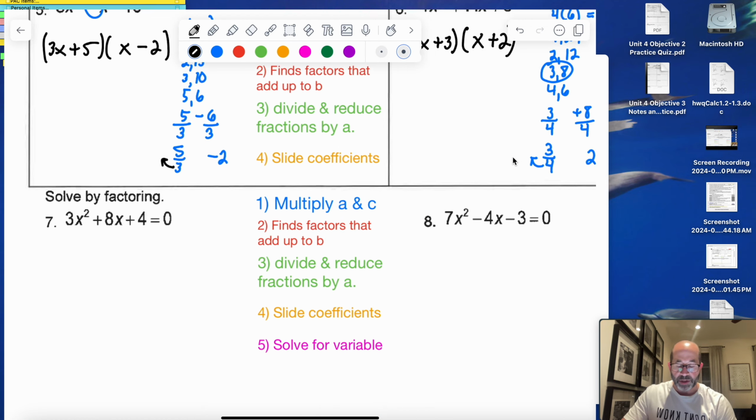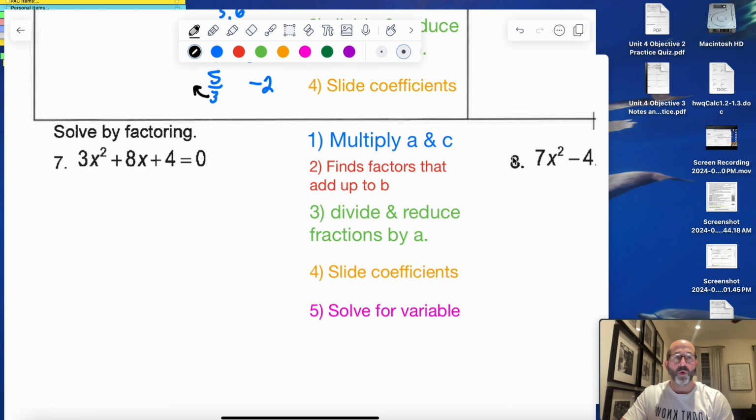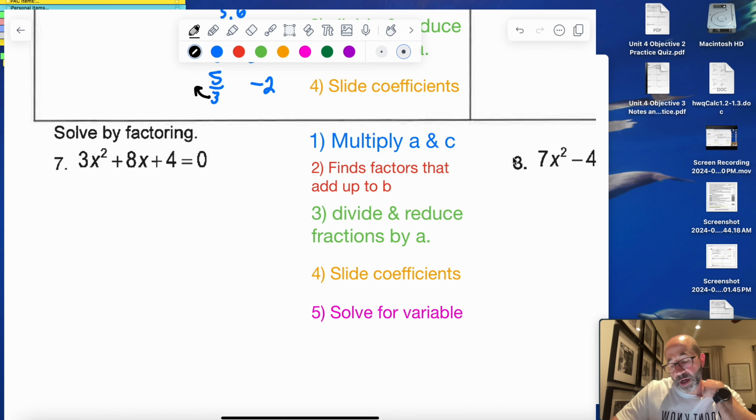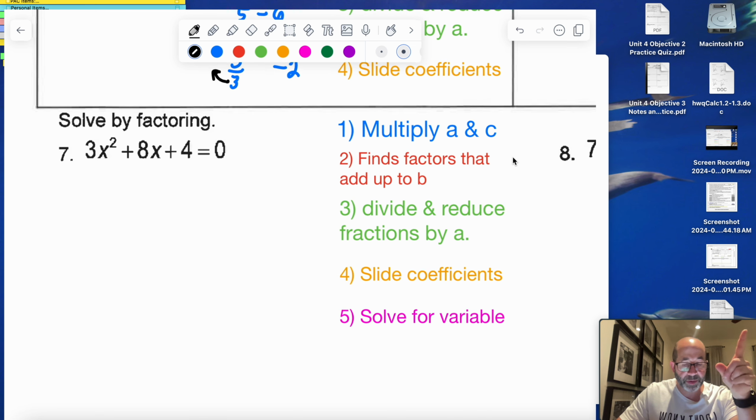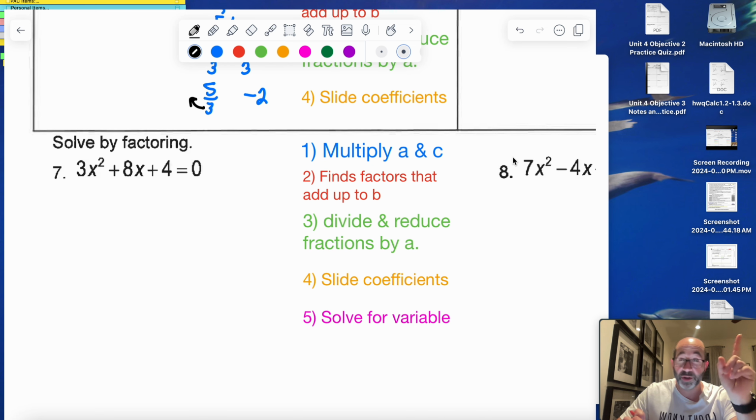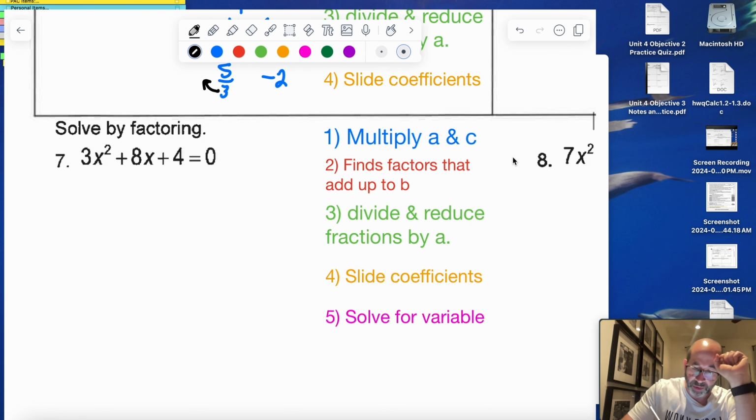Okay. So in these last two, we're going to add one extra step to these. We are going to actually go ahead and now solve them. So we're going to do one more step at the end, which is to solve for x. And I'm going to show you a really nice shortcut for doing that. You ready? So we're still going to do the exact same process like before. We're going to multiply a and c. So that means we're going to have 3 times 4. Okay. That's going to equal 12.